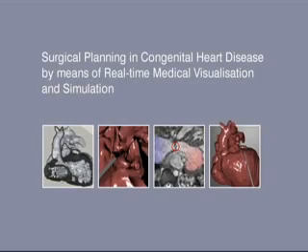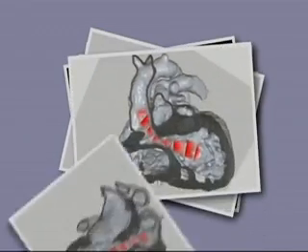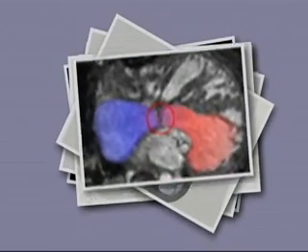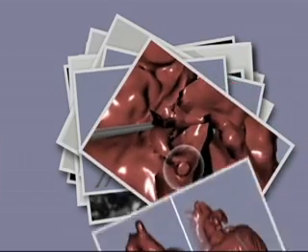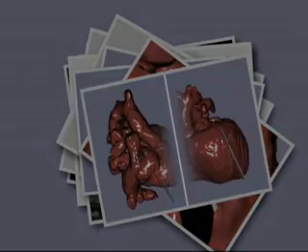About 1 in every 120 babies is born with some form of heart defect. This animation is intended to show how different real-time computer graphics techniques have emerged as important tools to aid in the diagnostic and surgical planning processes in patients with congenital heart disease.